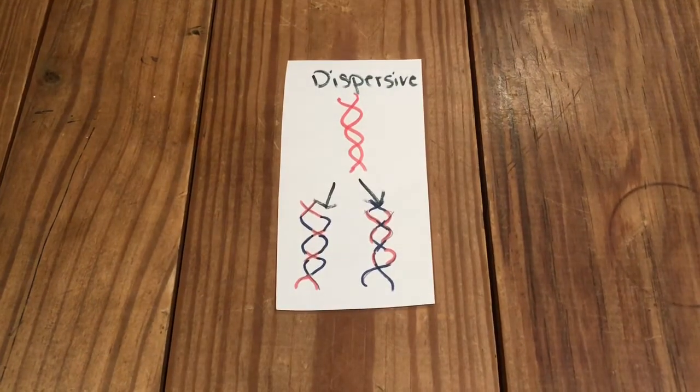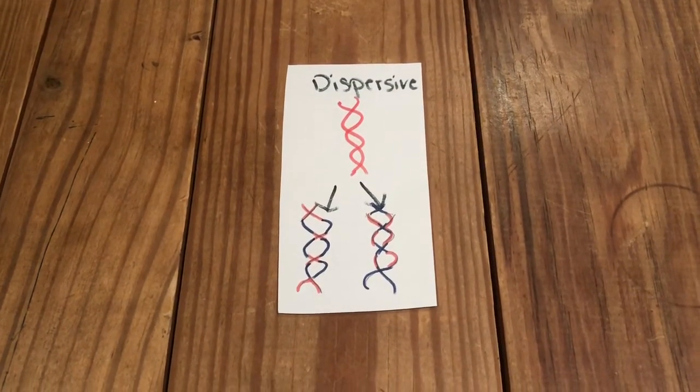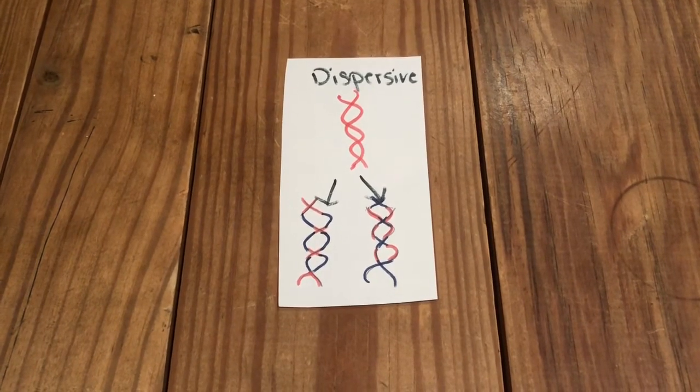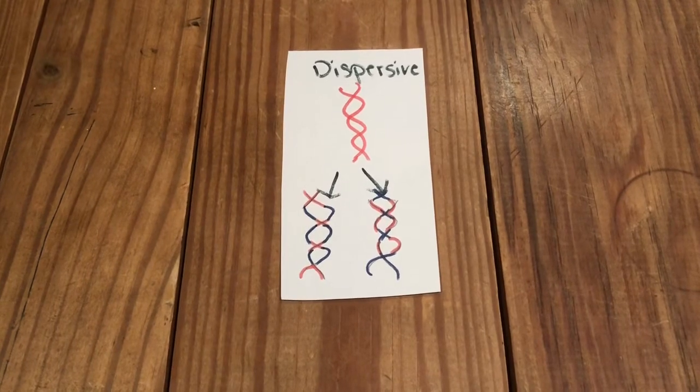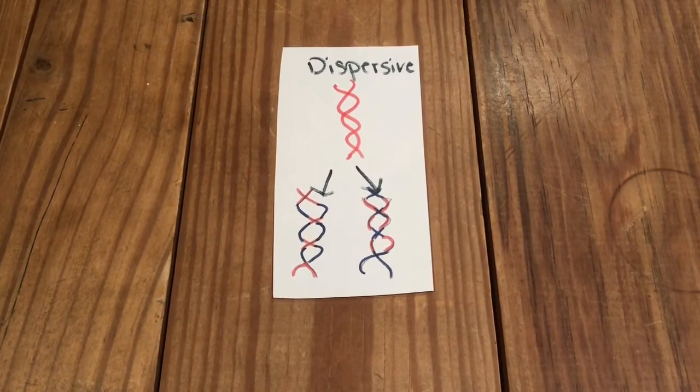Another hypothesis is the dispersive model, which states that the two strands of a DNA molecule break down into fragments and serve as a template for new DNA fragments. The original and new fragments reform into two DNA molecules.